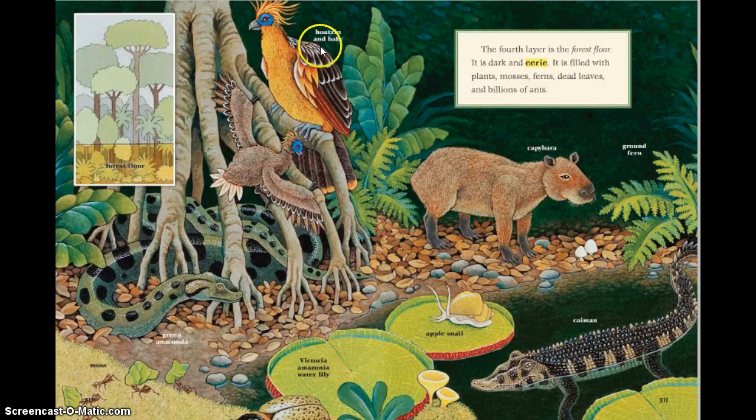Hoatzin and baby, green anaconda, moss, Victoria Amazonia water lily, apple snail, cayman, ground fern, capybara.